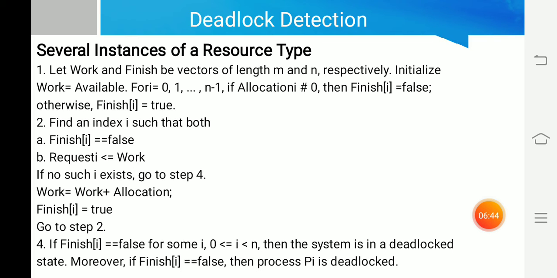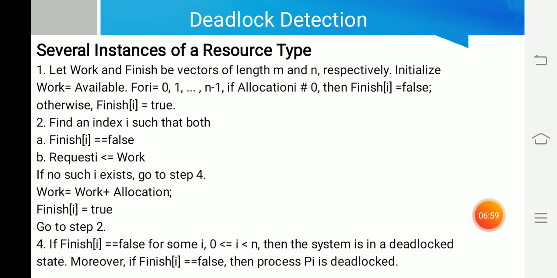If the condition is true, that is, finish of I is false and request is less than work, then we will make work equals to work plus allocation and finish of I equals to true. We will repeat for each and every process.